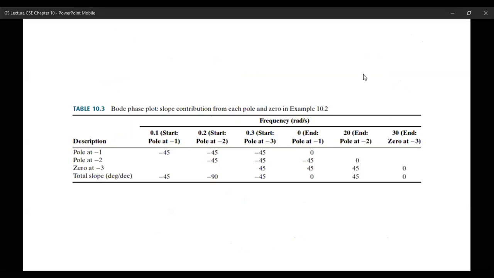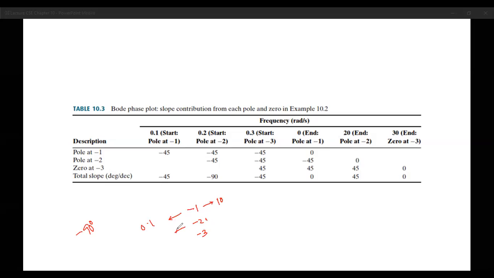Now what about the phase diagram? So for the phase diagram, we already figured out the starting location, isn't it? We are starting from minus 90 degrees. And then we have a pole at, whether you have recalled or not, a pole at -1, a pole at -2, and a zero at -3. So it will start at 0.1. And the effect, if it is a normal case, because we have some other pole, will be finished at 10.